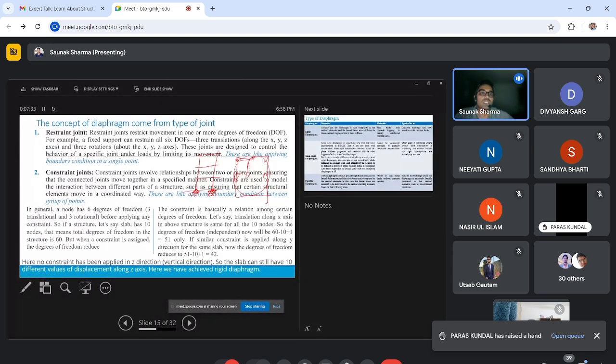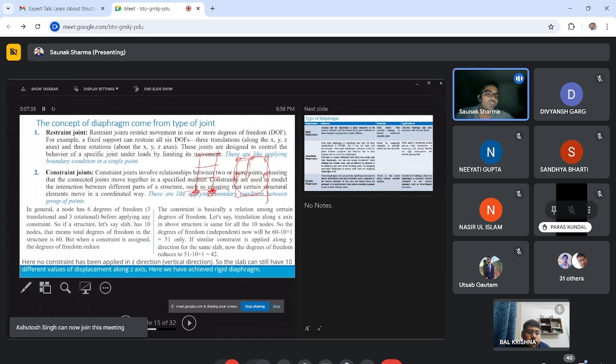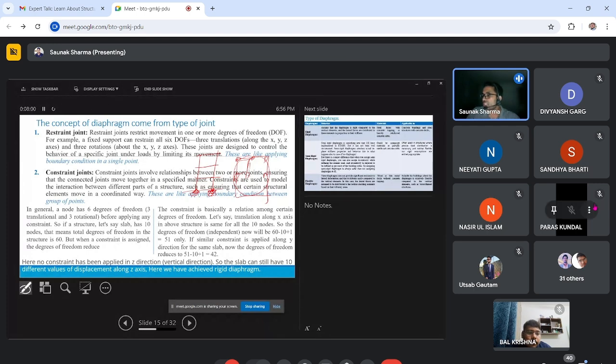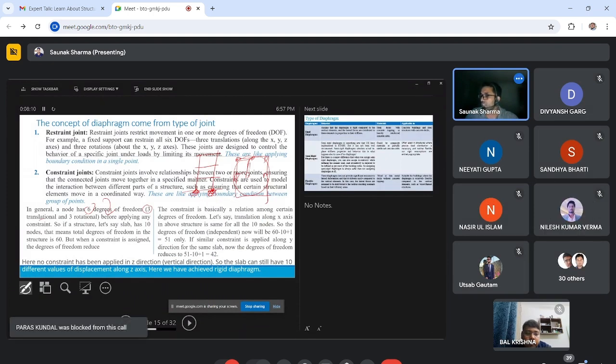So in summary, restraint joints are like applying a boundary condition at a single point. This is directly related to soil, or it is a support condition. Constraint joints are like applying a boundary condition between a group of joints. Let's understand this part. If we understand these two paragraphs, it will be clearer about the diaphragm. In general, a node has 6 degrees of freedom. We know that 3 are translations in x, y, z, and 3 are rotations about x, y, z.